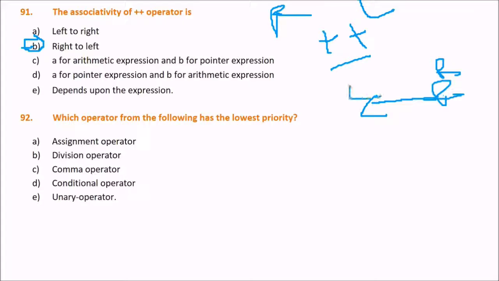Next is, which operator from the following has the lowest priority? Now this is a very obvious question. You should answer this. The answer is comma operator. Comma operator has the lowest priority because the other operators have higher priority over the comma operator, right? You have unary operators, then there are various operators here. Comma has the lowest priority.